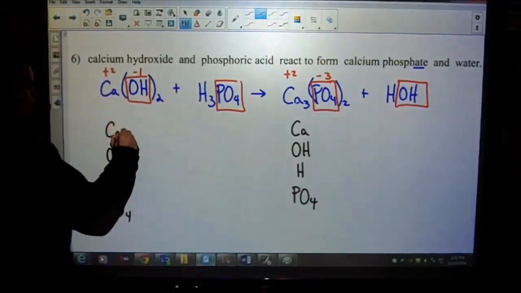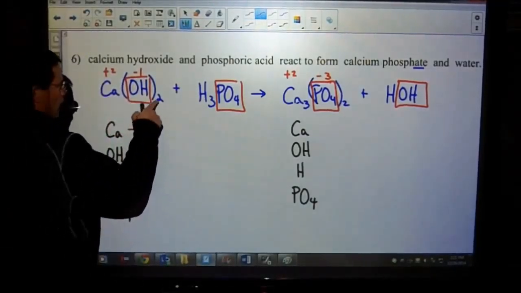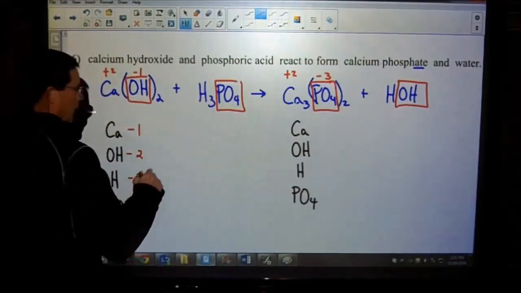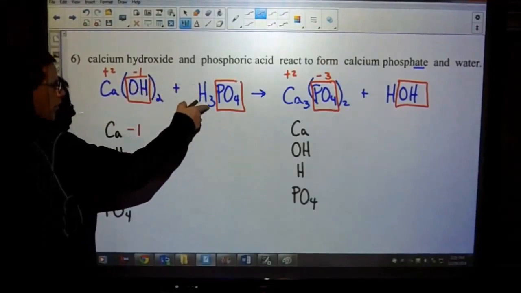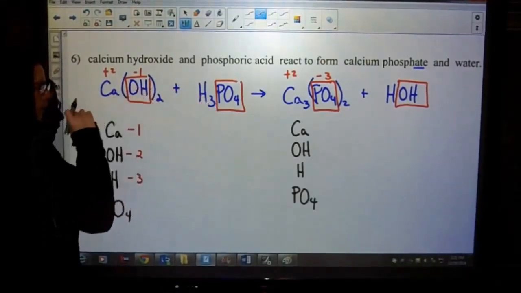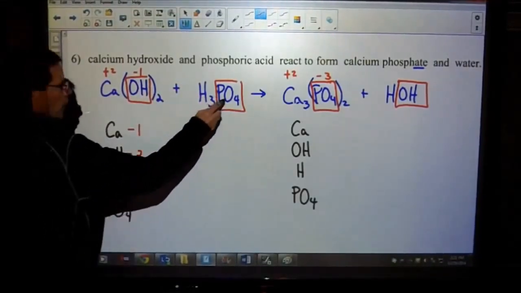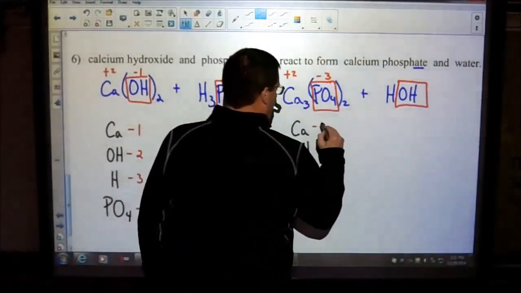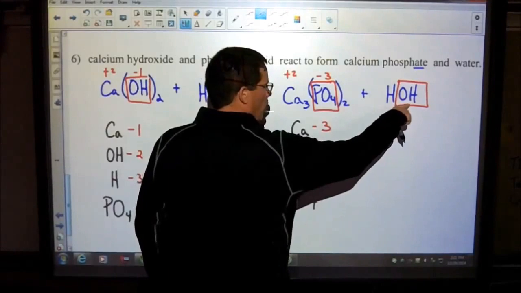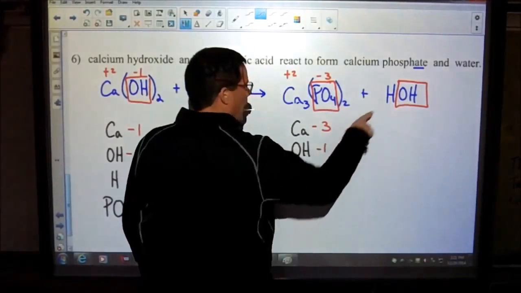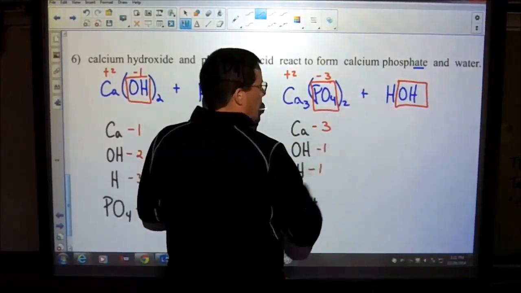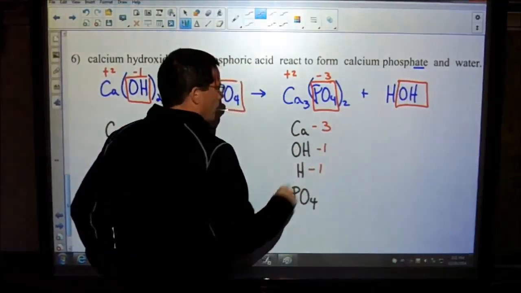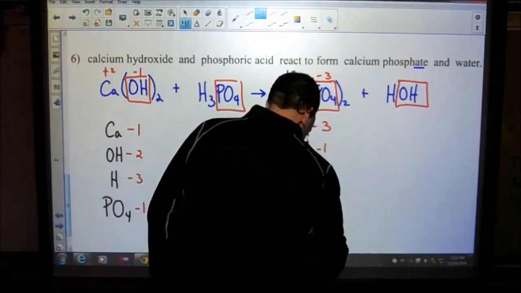All right, calcium, 1. Hydroxide, I have parentheses around that, so there's a 2. Hydrogen, I have 3. Again, I'm not using these hydrogens for that. That's a metal, that's a nonmetal, 2 different critters. Phosphate, no parentheses, so there's 1. On this side, I have 3 calciums. Hydroxide, no parentheses, there's only 1. Hydrogen, there's only 1. Again, metal, nonmetal, 2 different critters. Treat them differently. Phosphate, I have 2.